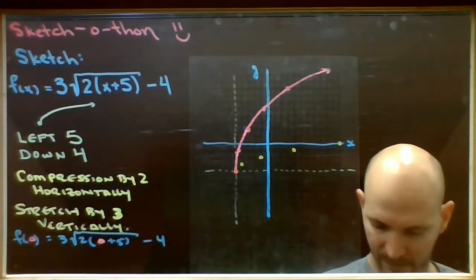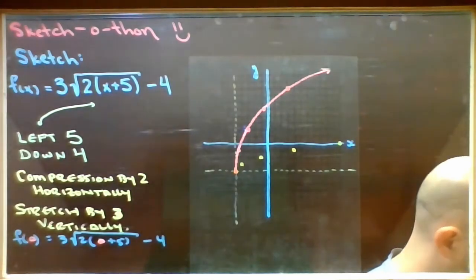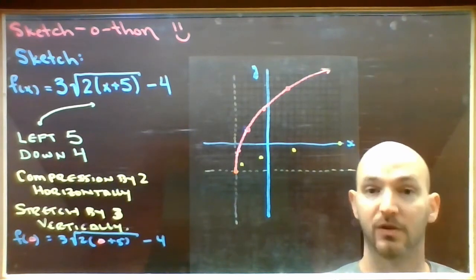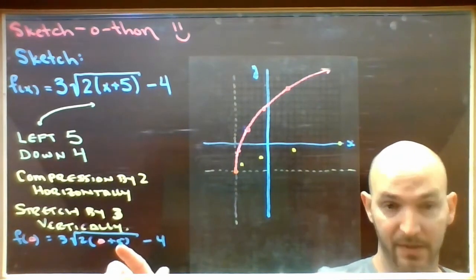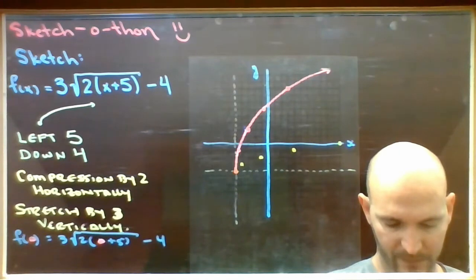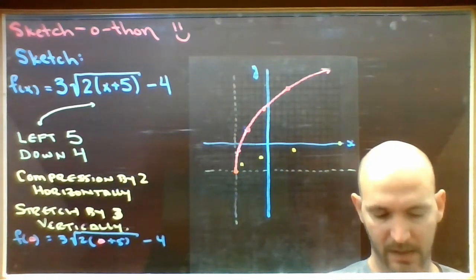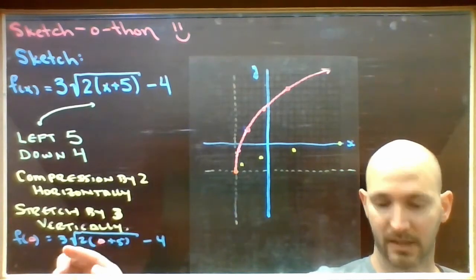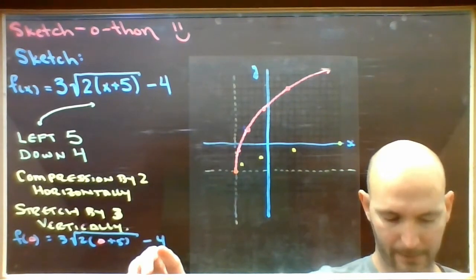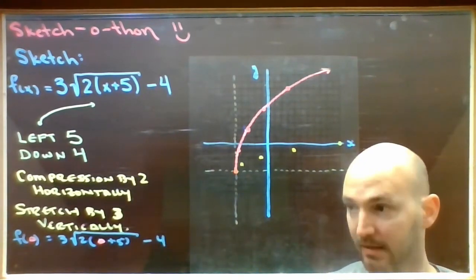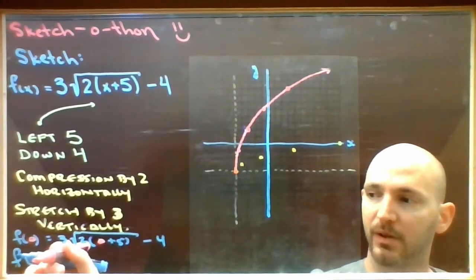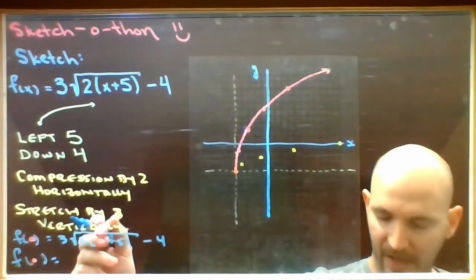So if I were to fetch a calculator then, carrying out order of operations, 0 plus 5 is 5. 2 times 5 is 10. The square root of 10 is 3.16, times 3 is 9.48, minus 4 is 5.486. So this function evaluated when x equals 0 gives me 5.486.